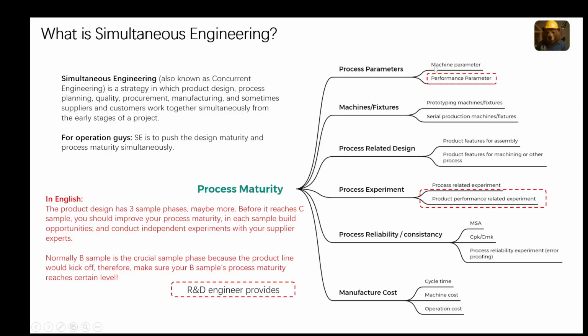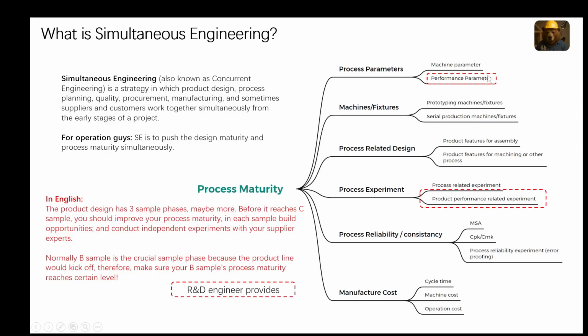What I've just said is machine parameter. These parameters can be achieved during the sample build in A sample, B sample, but each time you change the machine, you need to re-achieve these parameters. And finally, in your serial production machine, you need to lock the parameter again.